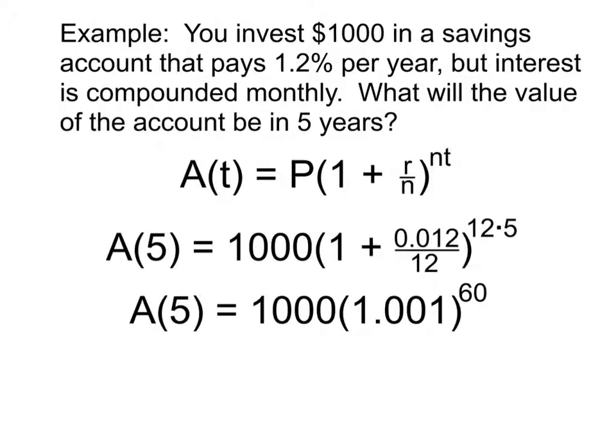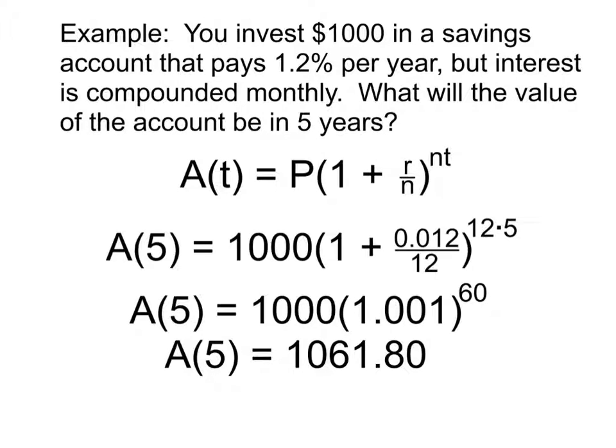Okay, so then we calculate it. We do the 1.001 to the 60th, multiply it by 1,000 using the normal order of operations, and you should get an answer here of 1,061.80, which means that after 5 years, by compounding monthly, we got up to $1,061.80.